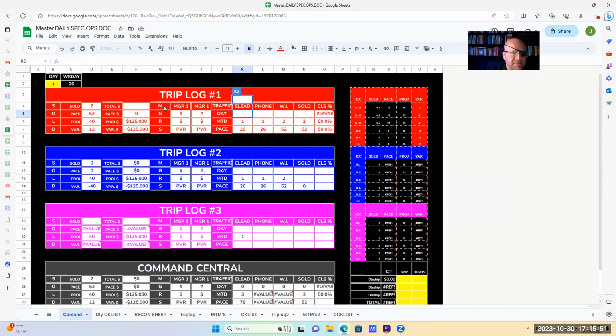So what I mean by that is, let's say you have three different stores. We'll call it trip log one because that's the first dealership. It's going to show you how many they sold, what your pace is. You would put in your projected at the beginning of the month and what the variance is. Right. Same with your gross. You want to know exactly.